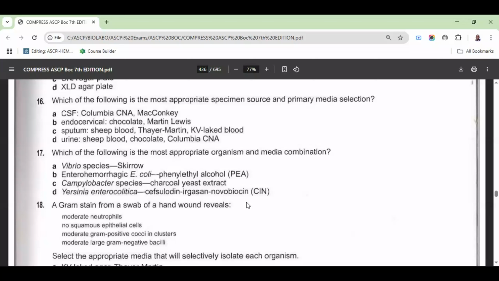So the next question is, which of the following is the most appropriate organism and media combination? The first one was specimen and medium. Here we now have organism and medium. Maybe this one is easier. We have Vibrio with Skirrow, enterohemorrhagic E. coli with PEA, Campylobacter species with charcoal yeast extract, Yersinia enterocolitica with CIN. Which one is the most appropriate combination?